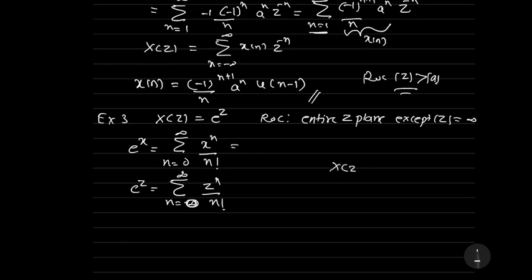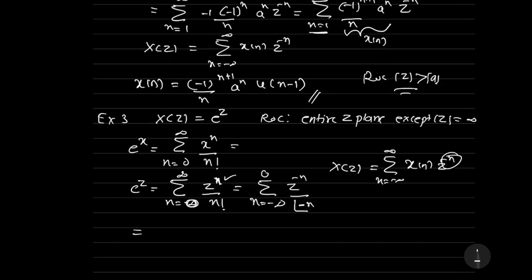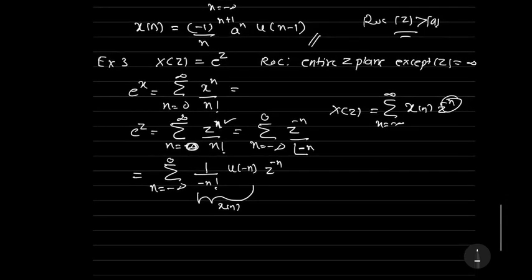As we know our formula is x of z equals the sum from minus infinity to infinity of x of n z to the power minus n, that has a negative sign, but here we get a positive sign, so just change the sign, and the limit also will get changed. Here n is minus infinity to 0 and z to the power minus n upon factorial minus n. Again, just rearrange the terms: sum over n equals minus infinity to 0 of 1 upon minus n factorial, u of minus n, z to the power minus n. Now this is x of n. By comparing this equation, let's say equation 4, we get x of n equals 1 upon minus n factorial, u of minus n. Okay, a folded version of u of n.